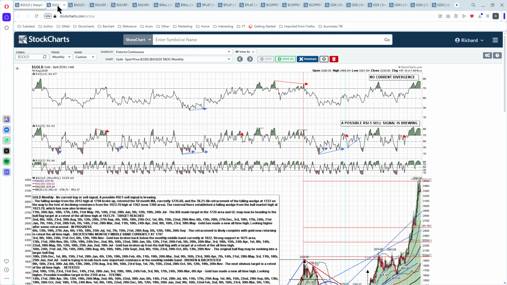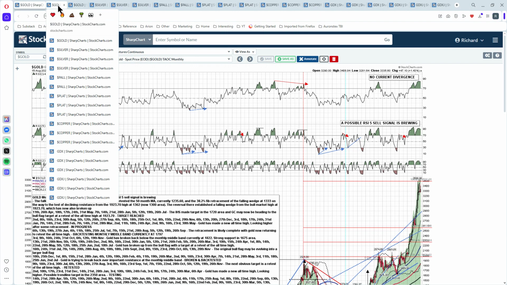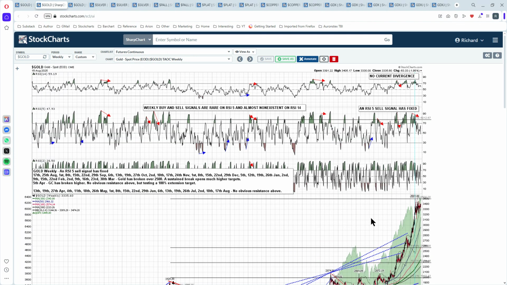Well, I really don't want to see the monthly middle band at 2,700, but the weekly middle band would normally hold, and you can see it's been holding. So I'm watching for that. We've held it here, we've held it here. As long as that continues to hold, we should hold 3,000, and the next big target is 3,500.